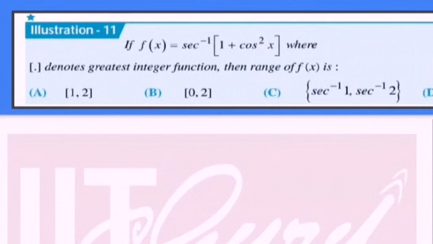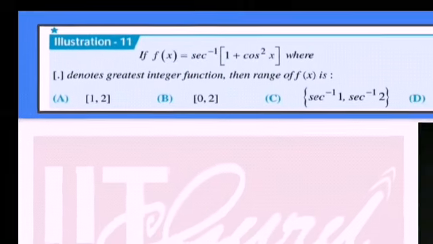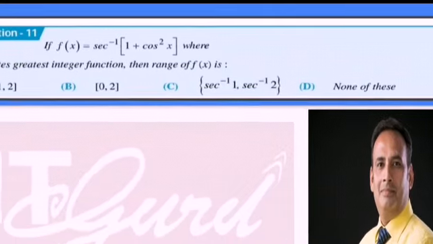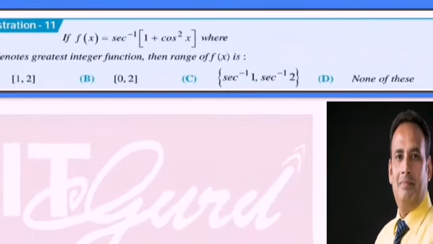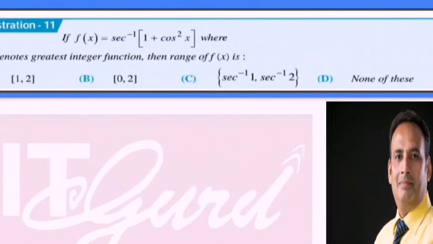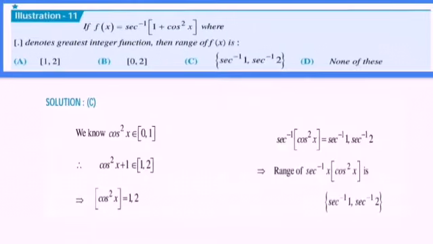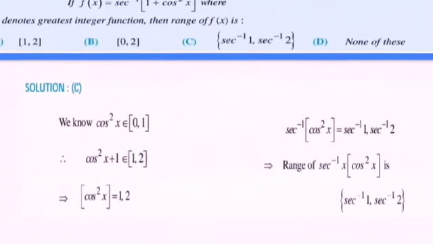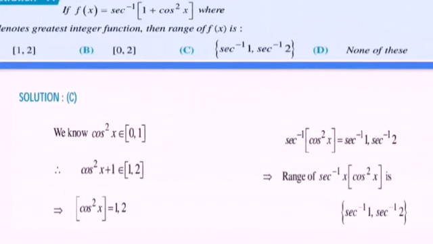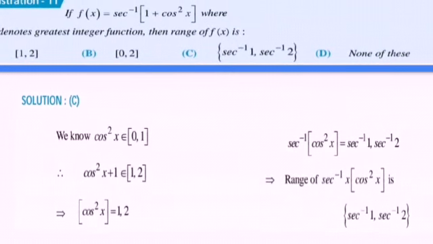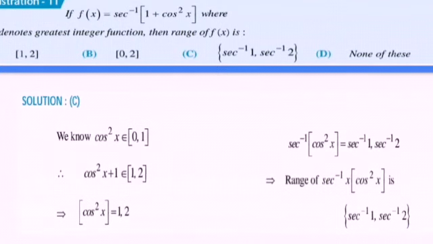So let's jump on the solution immediately. Cos square x, as you know, lies between 0 to 1. So what about 1 plus cos square x? Undoubtedly, it lies between 1 to 2. You can add this 1 to the left and right boundary of the interval. So the GIF of 1 plus cos square x is 1 or 2. Only these two integers you can take. Let me correct this solution over here.